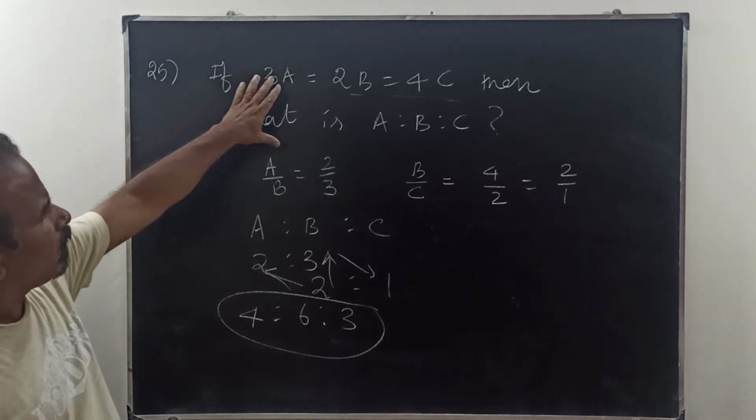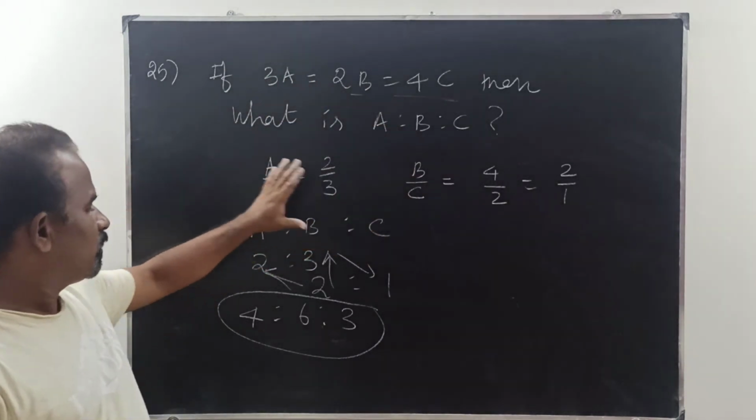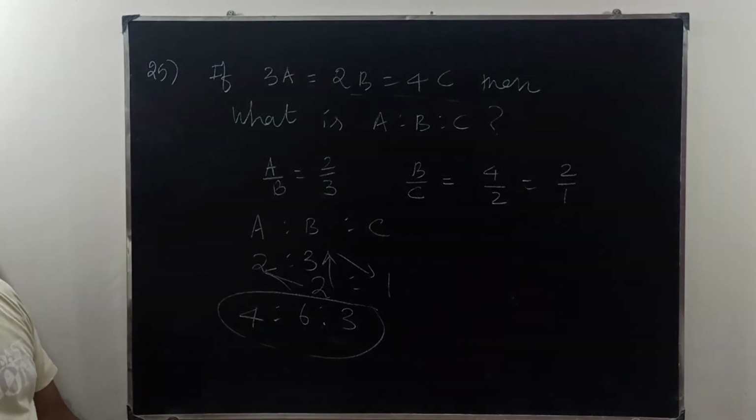So we can calculate a is to b is to c. Okay, so this is the required ratio of a is to b is to c.